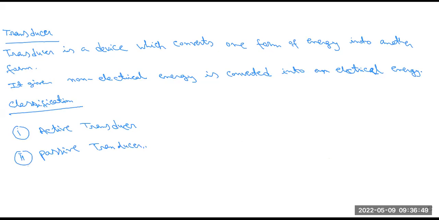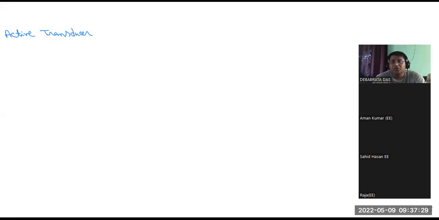I will go to the next page. First, the active transducer. Any idea what an active transducer is? Anyone, please tell me. An active transducer is a device which converts non-electrical energy into electrical energy by itself. That means it is self-generating. This self-generating transducer is called the active transducer.